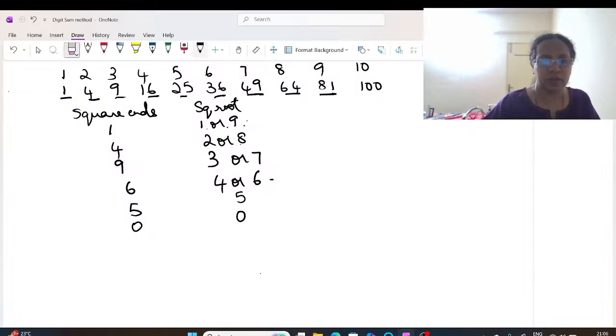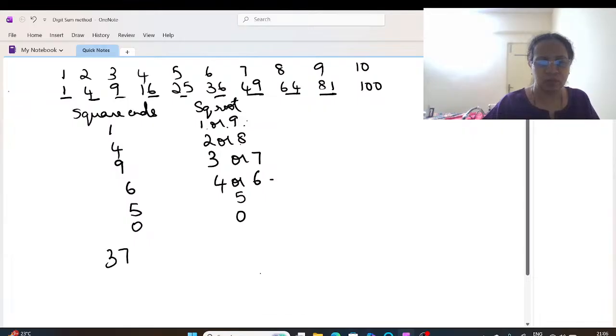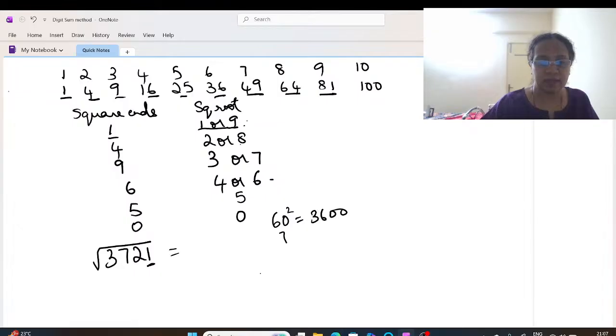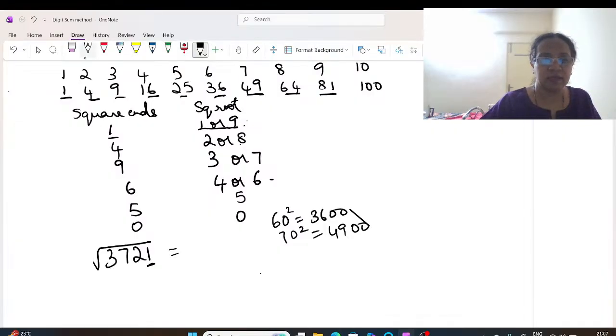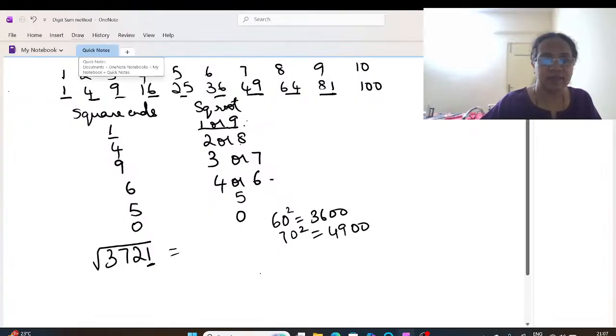If we have to find the square root of a number 3721, how will we do that? Now, since the number ends with 1, the square root will end with 1 or 9. We also know that 60 square is 3600 and 70 square is 4900. So since 3721 lies between 3600 and 4900, we can say that the square root lies between 60 and 70.